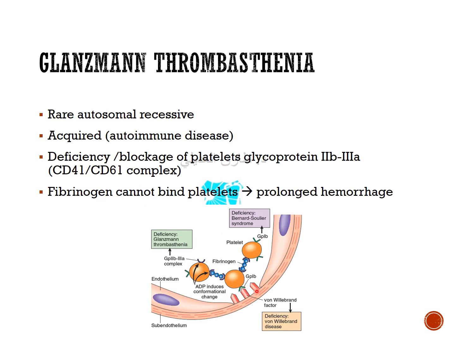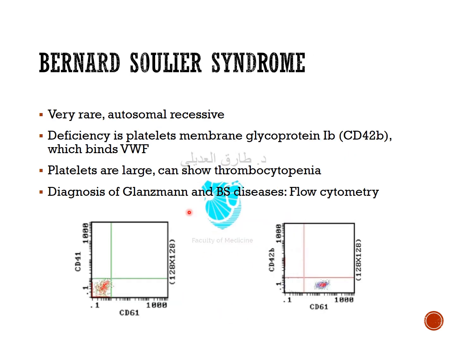Back to the diagram. Here is the von Willebrand factor. It is located beneath the endothelium. So when the endothelium is damaged and removed, the von Willebrand factor will be exposed. It binds to the platelet by glycoprotein 1b. So the platelet plug can anchor at that site. If it is deficient, then the platelets cannot bind to the defective place and the patient will have persistent hemorrhage.